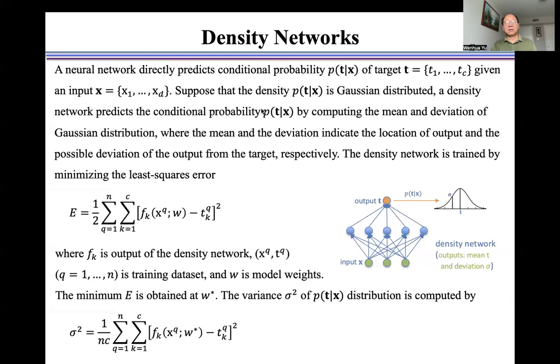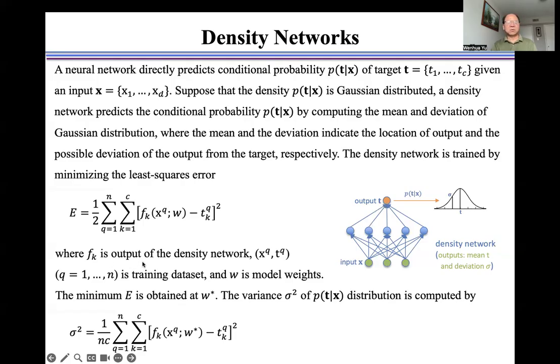the mean and the deviation indicate the location of the output and the possible deviation of the output from the target, respectively. The density network is trained by minimizing the least squares error as shown here and explained in this figure: this input, this hidden layer, and this output.